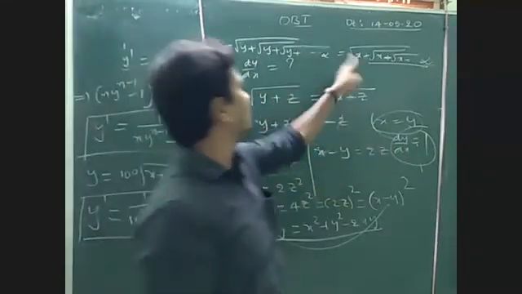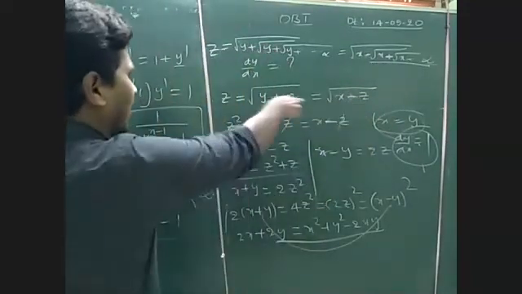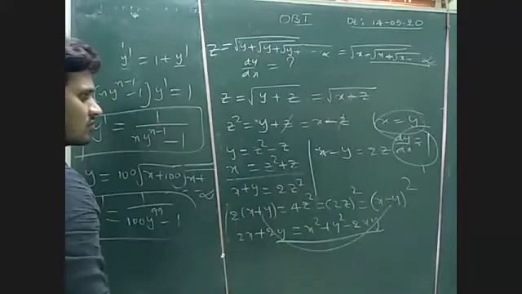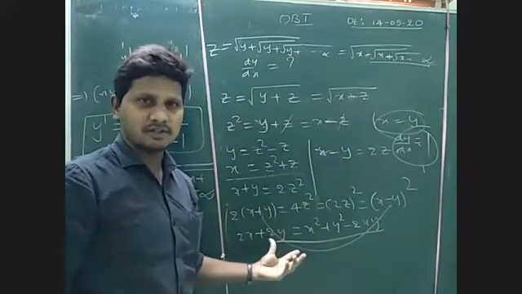But whenever one is positive and one is negative, we get z, squaring on both sides, and we can remove z. Finally, we will get one equation to differentiate.